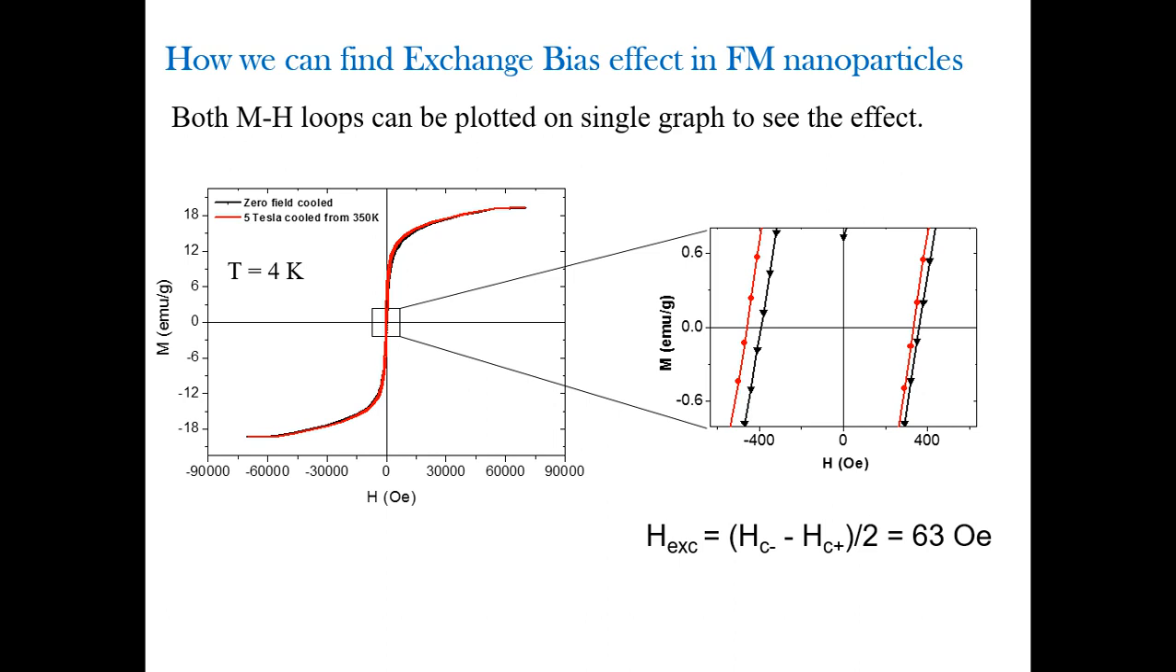So here, as an example, you can see two MH loops taken for ferrite nanoparticles. The red one is the 5 Tesla field cooled loop, cooled from 350 Kelvin, and the black one is the zero field cooled loop. In the inset, which is plotted here, is a picture of the coercivity region, and you can see that the red curve is shifted towards the left, and a small exchange bias effect is observed.